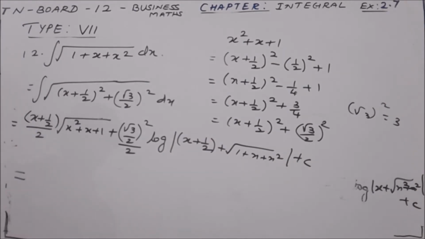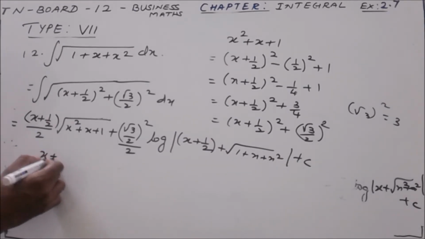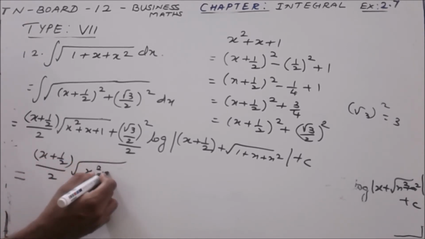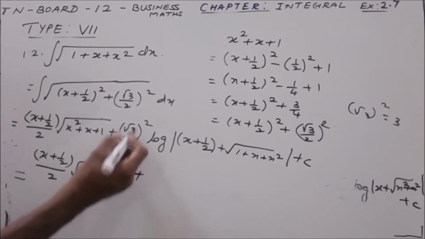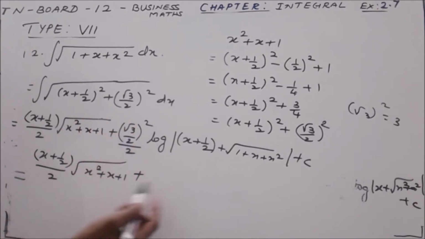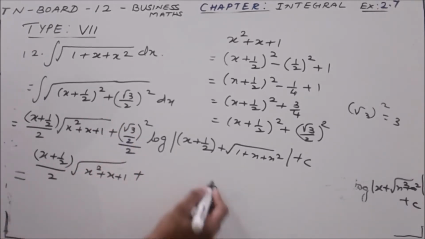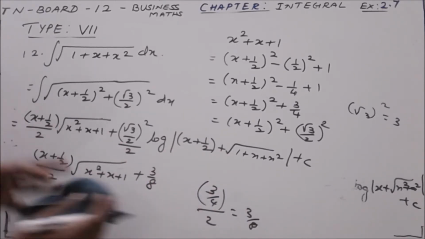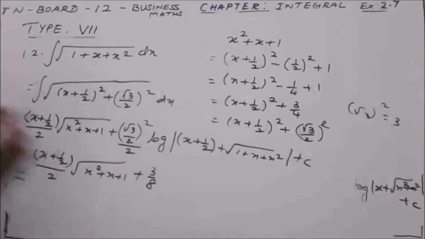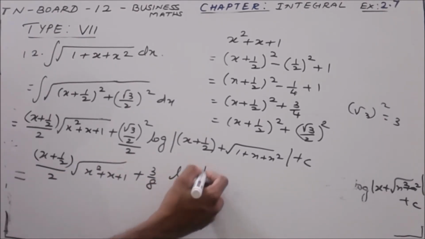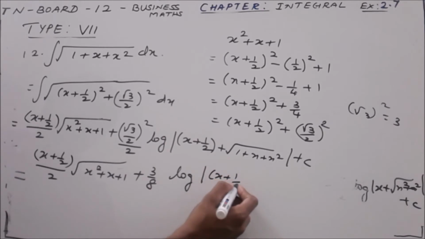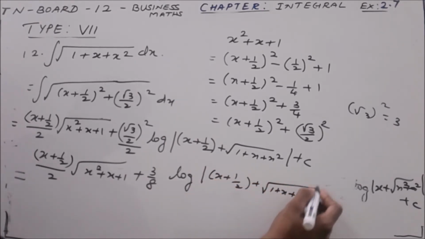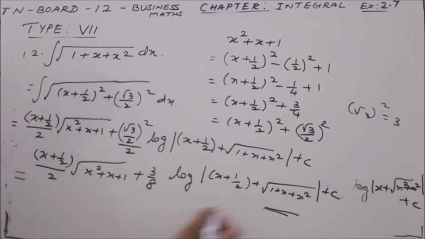That will be equal to, simplifying, we have x plus 1 by 2 by 2 root of x square plus x plus 1 plus, when squaring we have 3 by 4 divided by 2. 3 by 4 divided by 2 will be equal to 3 by 8. So 3 by 8 into log of modulus of x plus 1 by 2 plus root of 1 plus x square plus c. This is the final answer.